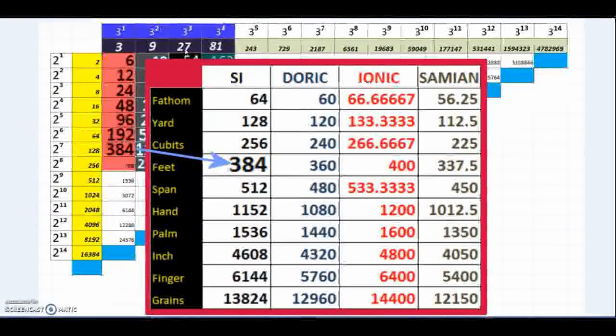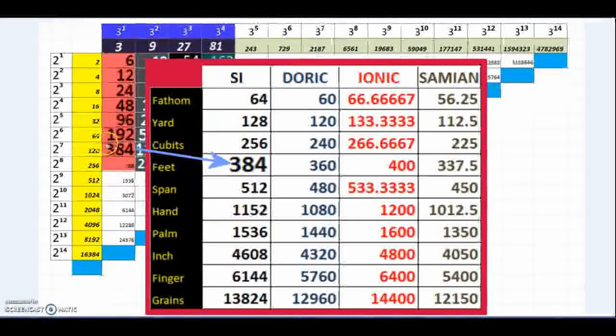Now, one of the really cool things about 384 feet, and here I have Doric, Ionic, and Samian measure scales, and just again you'll see how these are 6, 12, 24, 48, 36, 108, 144, 432, 576, 1296, again 144.